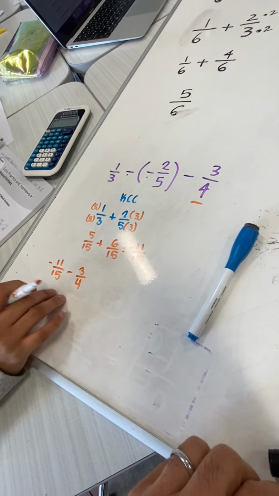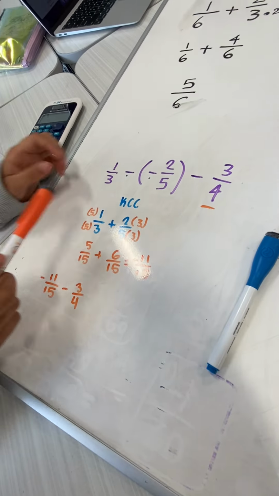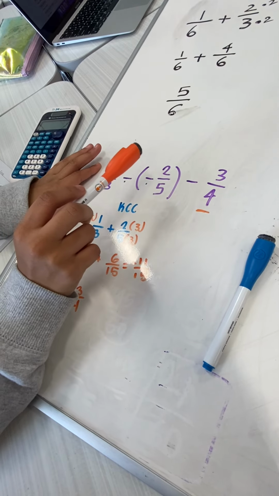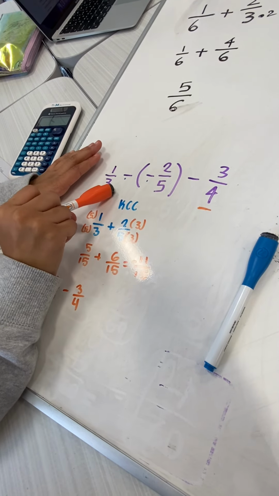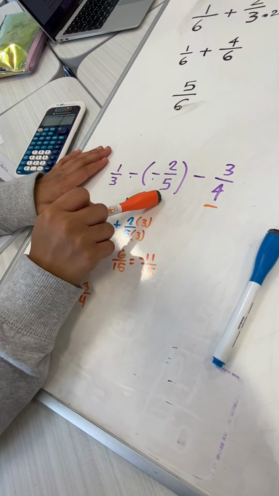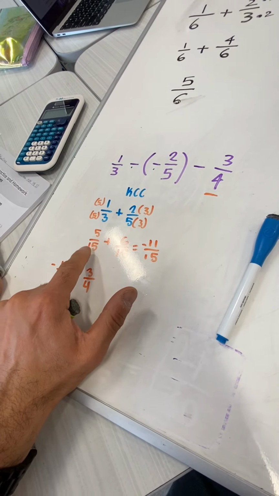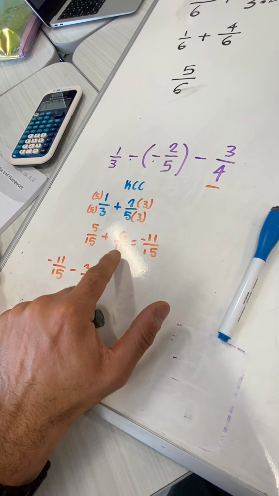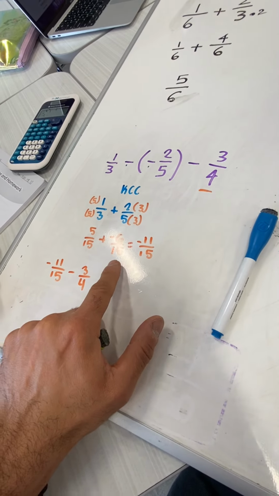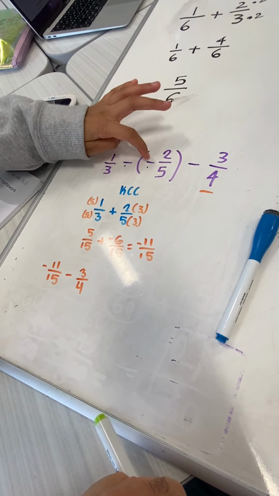Can I ask you a question? Where did this negative come from? Because a positive and a negative make a negative. So right now you got 5/15 and 6/15, a positive and a positive. Negative 6. But why? Because this is negative.